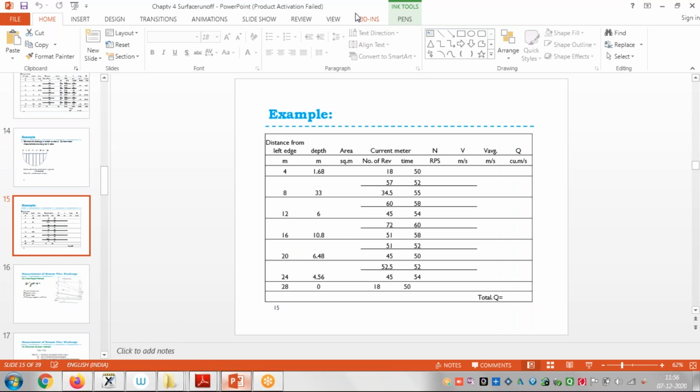So here we will calculate. Now the depth is given as 1.68, and the breadth is given as the distance from it. Suppose this is the river like this, right? Then how many sections are given?